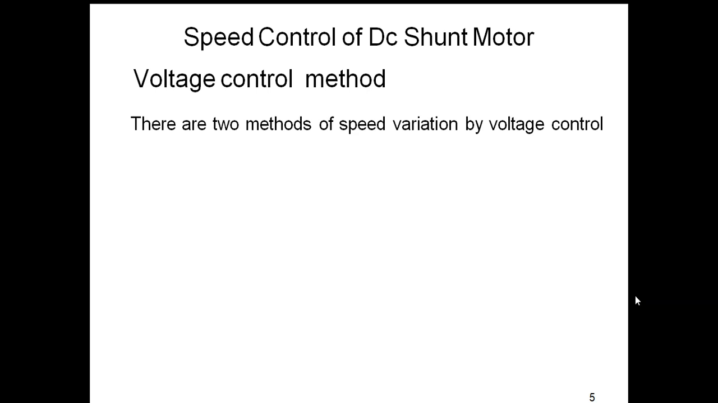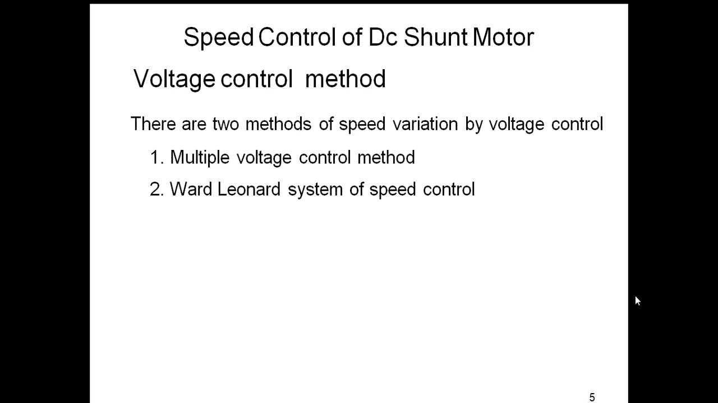Now let us see the voltage control method. In this voltage control method, there are two types by which we can control the voltage applied to the DC shunt motor. The first one is the multiple voltage control method, and the second one is the Ward Leonard system of speed control.